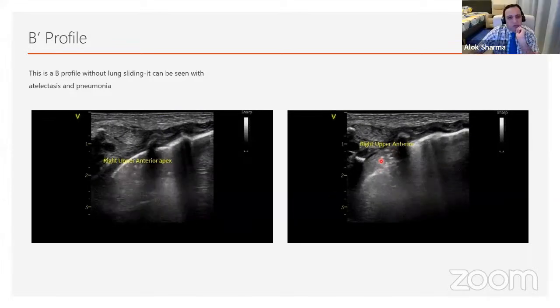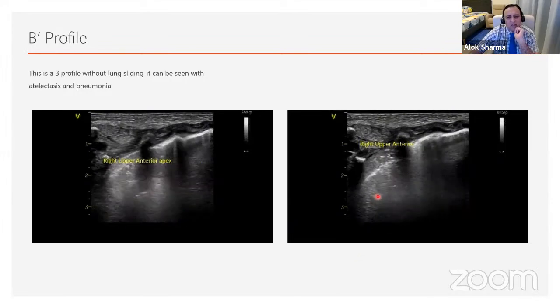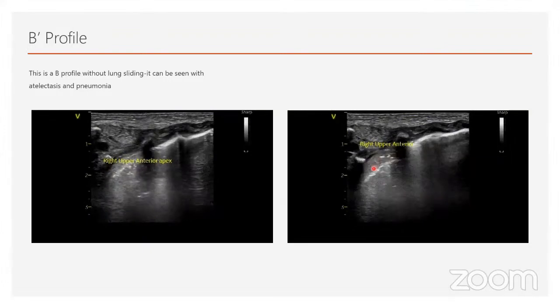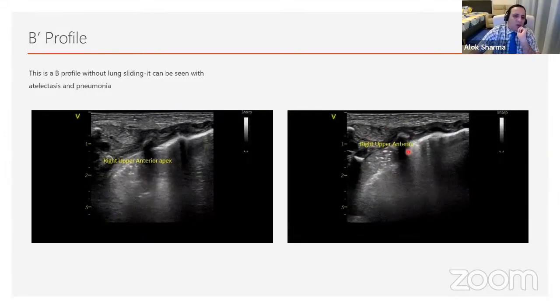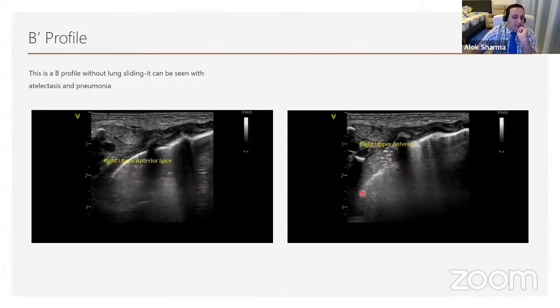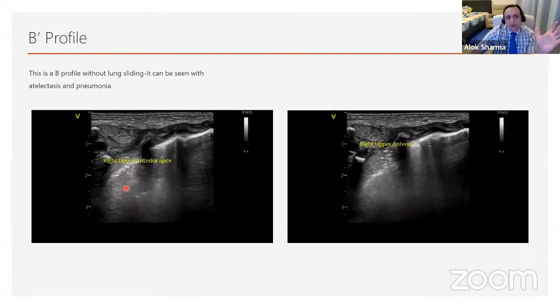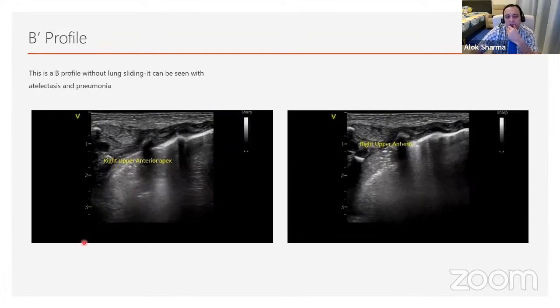So can you see a lot of movement in the bronchogram there? I can't. Yes, I can't see. Yeah, and I can't see a pleural margin, which is why I think this is atelectasis. So while these are both C profiles, this is atelectasis is my clinical feeling. And this for me is a consolidation, a pure consolidation, because you can see the pleural margin. So there must be aeration of this part.